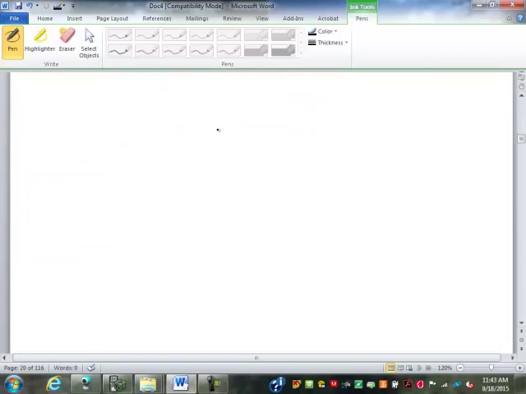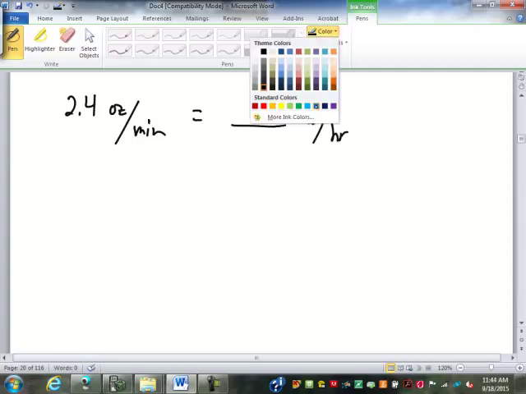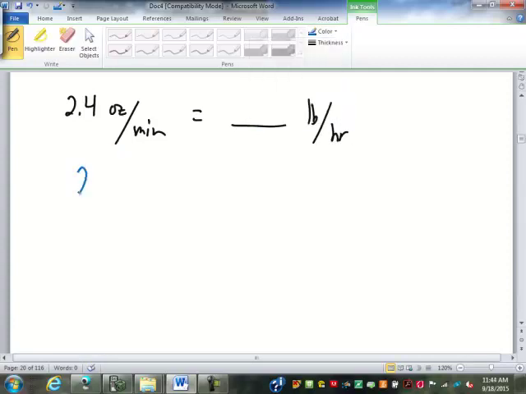We could run into standard units. We could run into things like a consumption of a material of 2.4 ounces per minute. They want to know what is that in pounds per hour. Well, 2.4 ounces over 1 minute. You want it in pounds over hours. Notice I left a little space here because it's going to take more than a single step here.